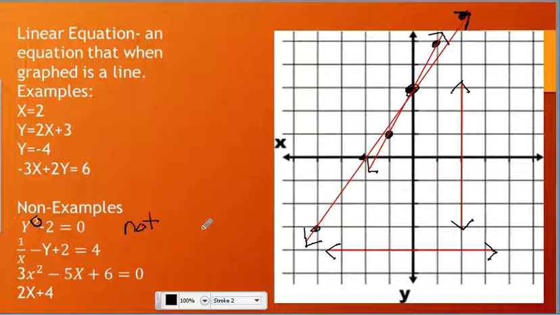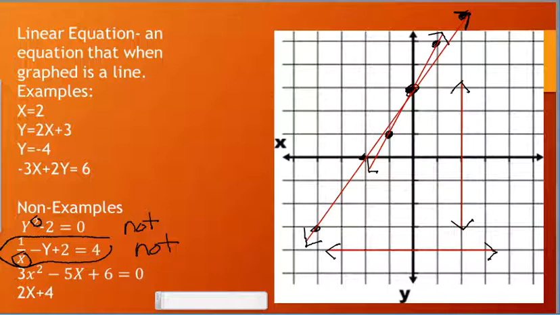Any equation that has a variable raised to a power higher than 1 would not be a linear equation. When we look at this equation right here, can you see that you have a variable in the denominator of the fraction? This x is in the denominator of the fraction. That is what makes this equation not a linear equation. In order to be a linear equation, all of the variables have to be in the numerator of the fraction.